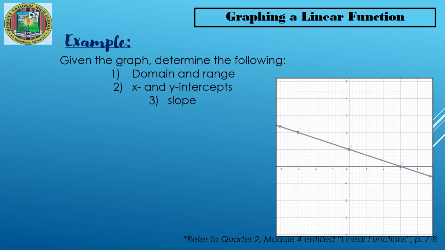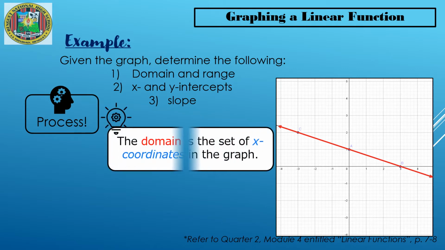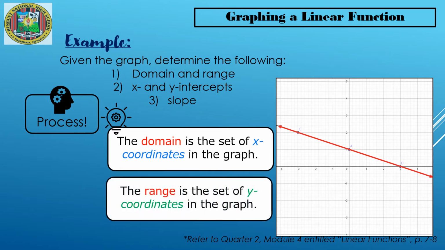Let us process what we know. To identify the domain and range, we take a look at the values of x and y along the line. We have already learned from previous lessons that the domain is the set of x coordinates, while the range is the set of y coordinates.